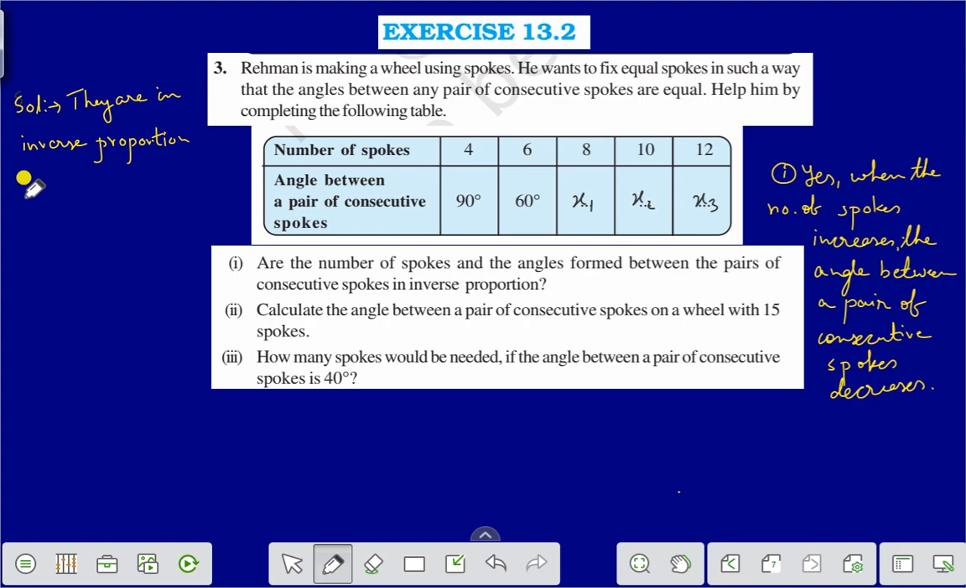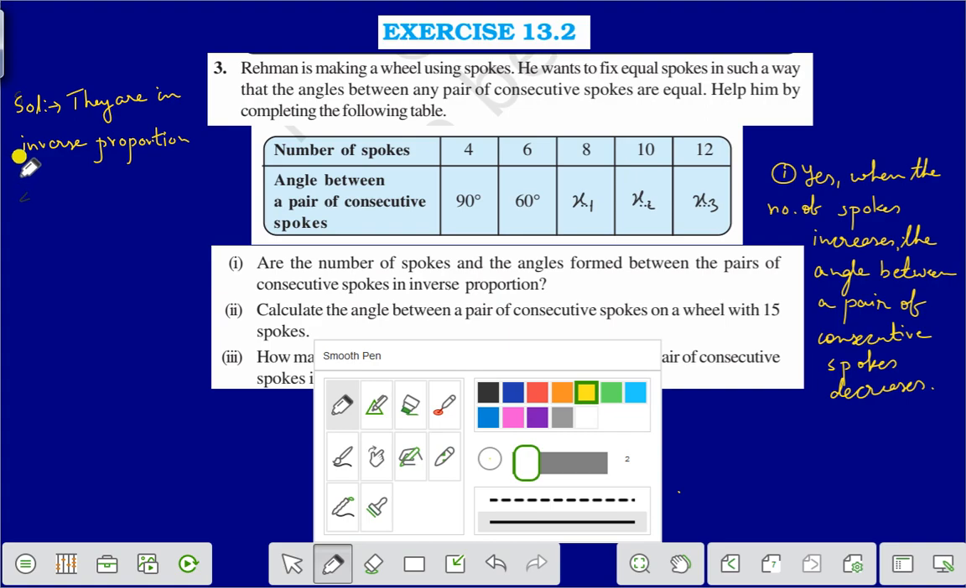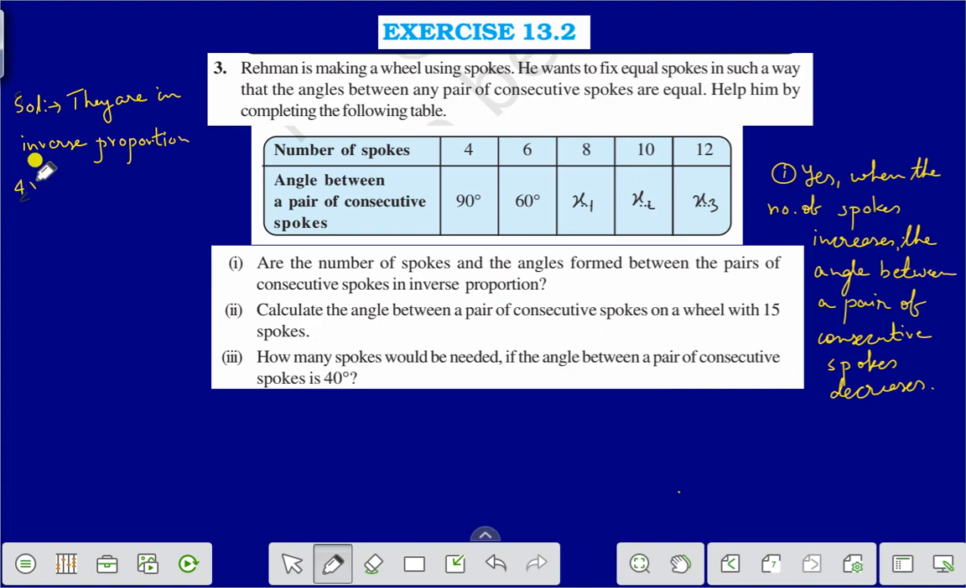Since they are in inverse proportion, we can write that 4 into 90 degrees is equal to 8 into x1. So the value of x1 is equal to 4 into 90 degrees divided by 8, or you can write 90 by 2, that is 45 degrees. Therefore, the value of x1 is 45 degrees.